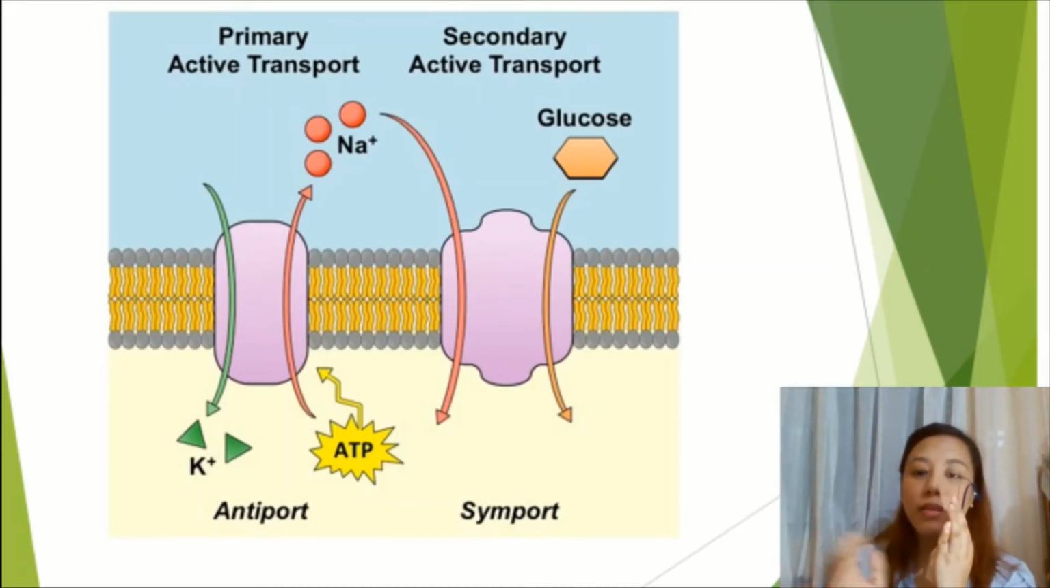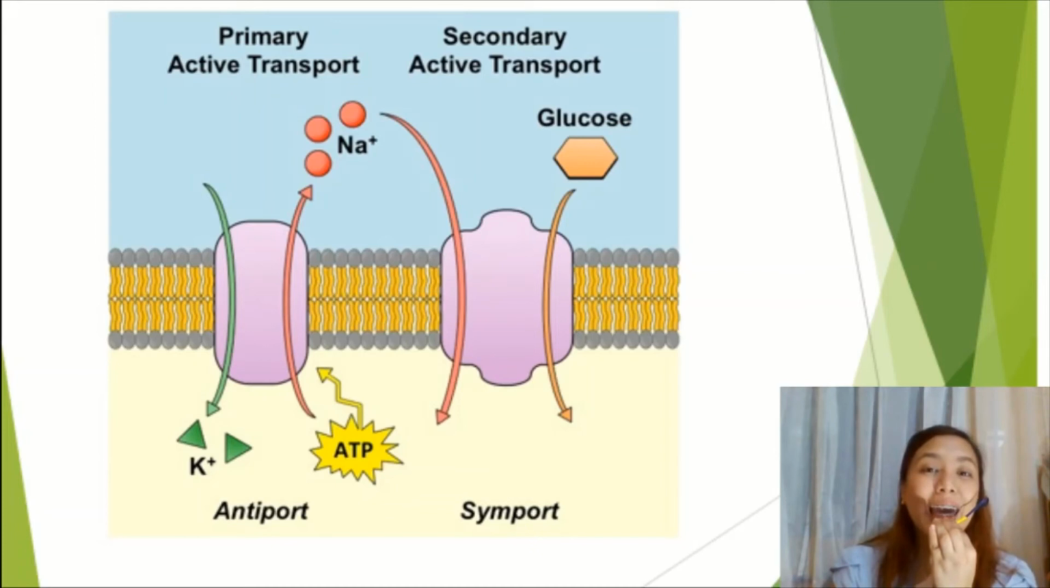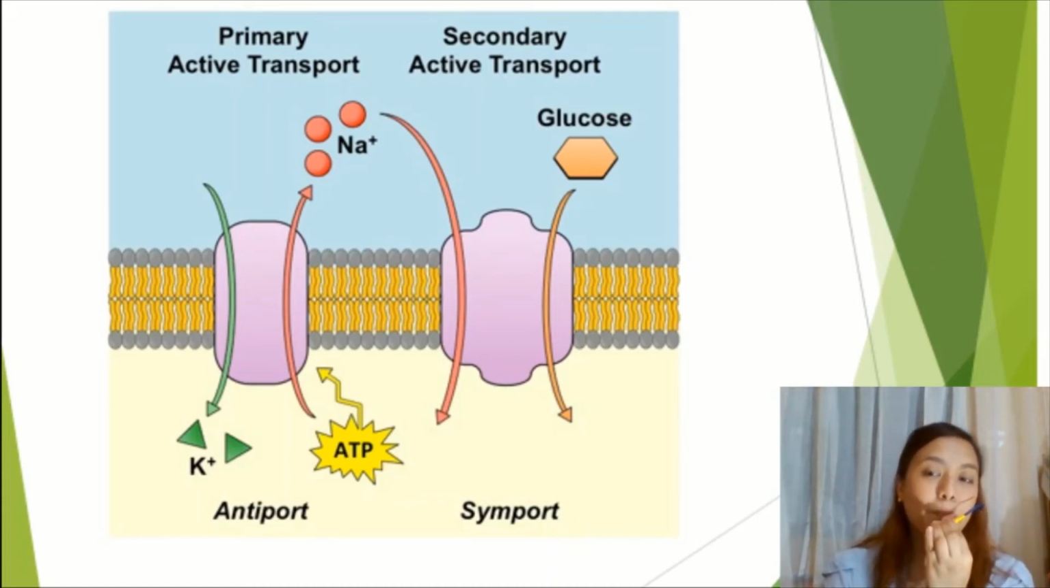But in our illustration, it's not necessarily true that if you are antiport, you are primary, and if you are symport, you are secondary. This antiport and symport are just examples of carrier proteins that could facilitate your active transport. Okay, are we clear? So in antiport, sodium potassium ATPase. In your symport, usually it is your sodium glucose symporter. They are just examples of carrier proteins.